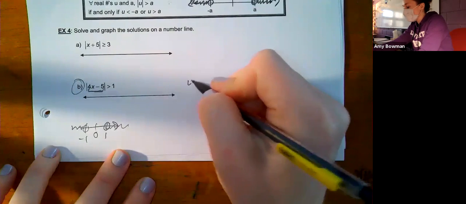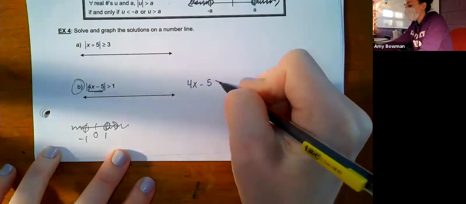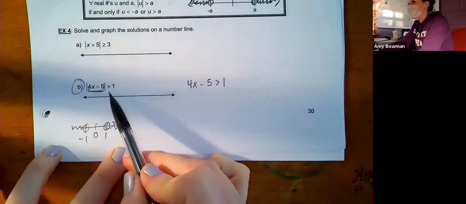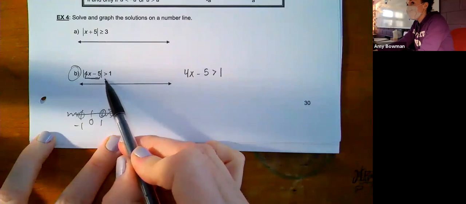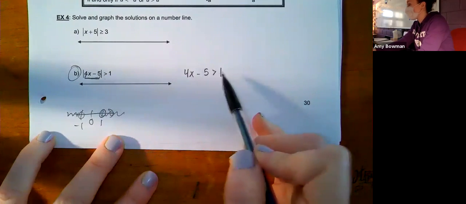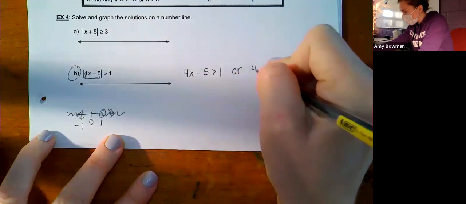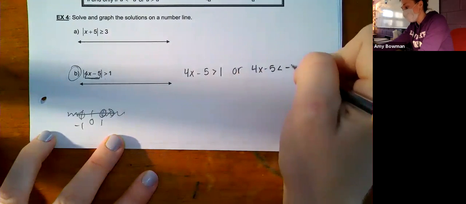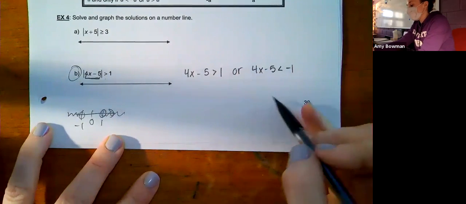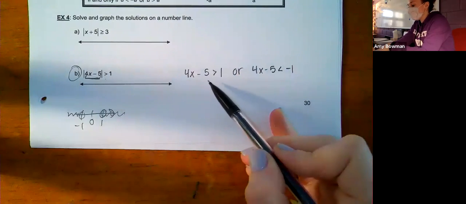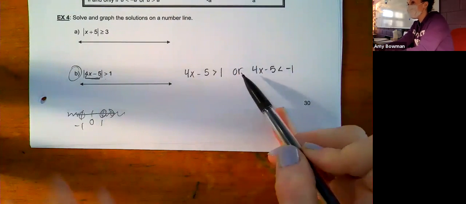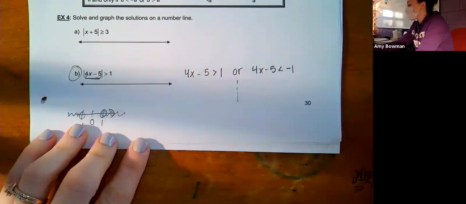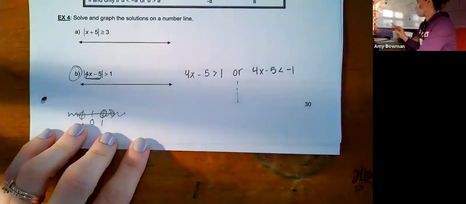So you would have 4x minus 5 is either greater than positive 1. Notice that that follows the exact setup of the inequality, greater than 1. 4x minus 5 is greater than 1, or 4x minus 5 is less than negative 1. So you switch the sign and negate it. It's either greater than the positive value or less than the negative. And then you're just going to solve each of these separately, as opposed to with the double inequality, where we could solve it all at the same time.